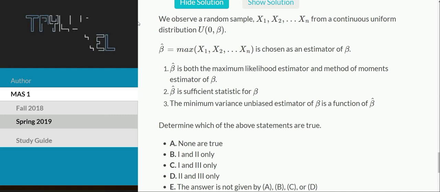Observe a random sample x1, x2, to xn from a continuous uniform distribution ranging from 0 to beta. Beta hat, equal to the maximum of x1, x2, xn, is chosen as an estimator of beta.